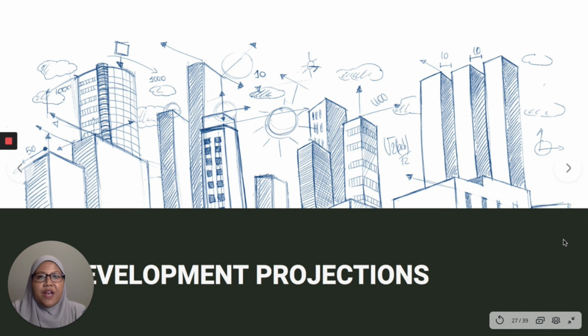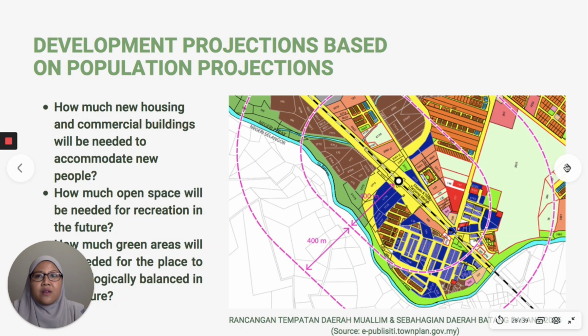So after we have analyzed the population characteristics, population trends, and population projection, we will need to look into the development projections. What has been planned for the area for the upcoming 10 years, 15 years, or even maybe 20 or 30 years. So in development projection, it is based on the population projection.